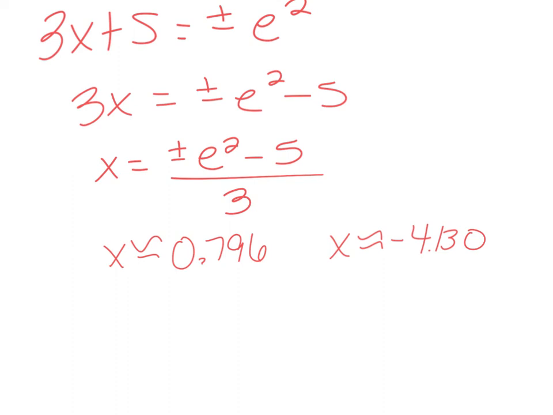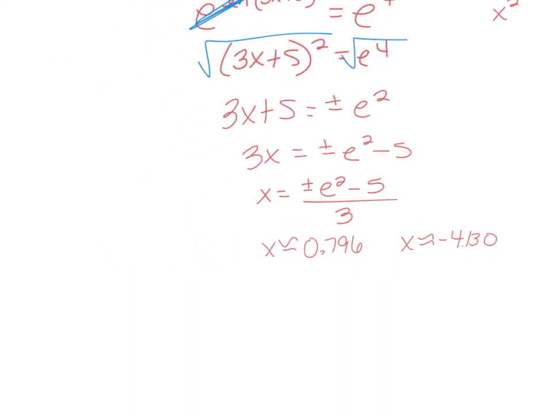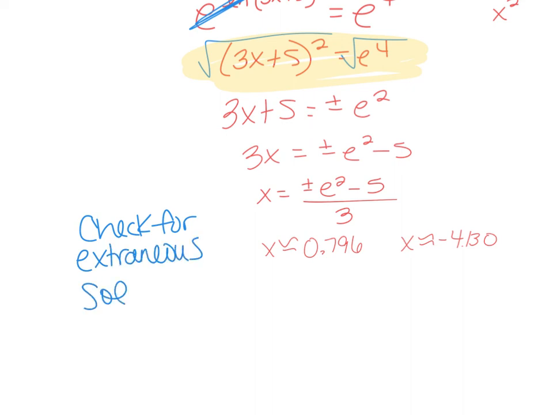Okay. Are we done? You're going to be mad. The answer is no. We get to check for extraneous solutions because we have a plus or minus. Or no, because we did this step right here, sorry. Because we did the square root function, which gave us our plus or minus. So check for extraneous solutions and draw a smiley face because you're happy about it, right?